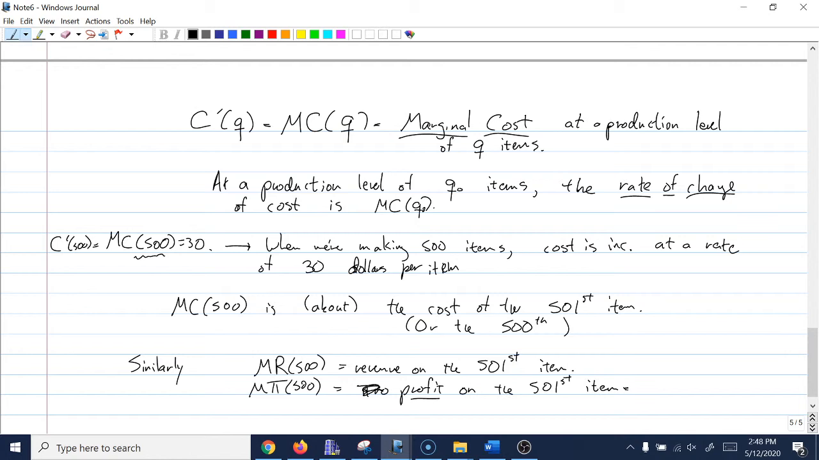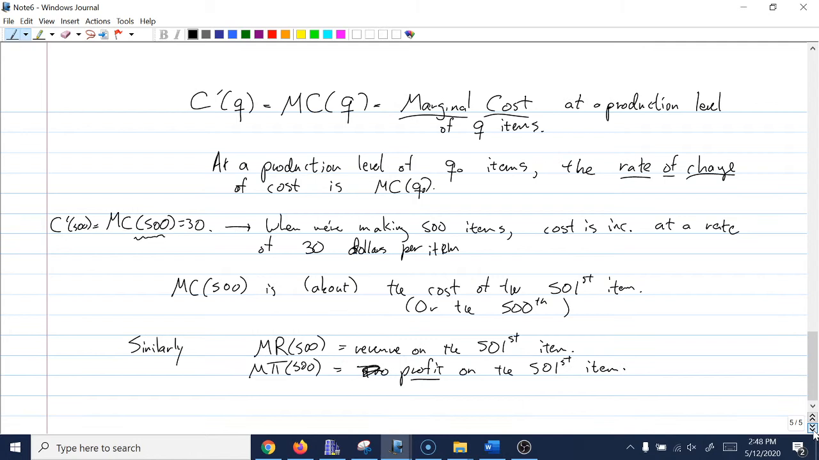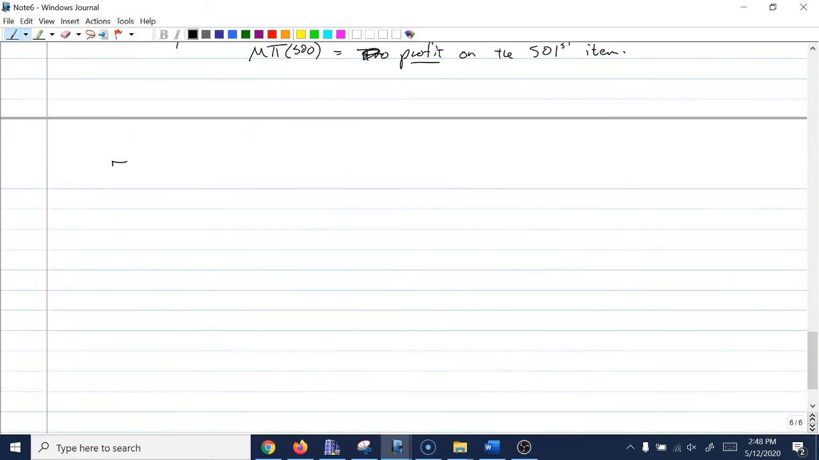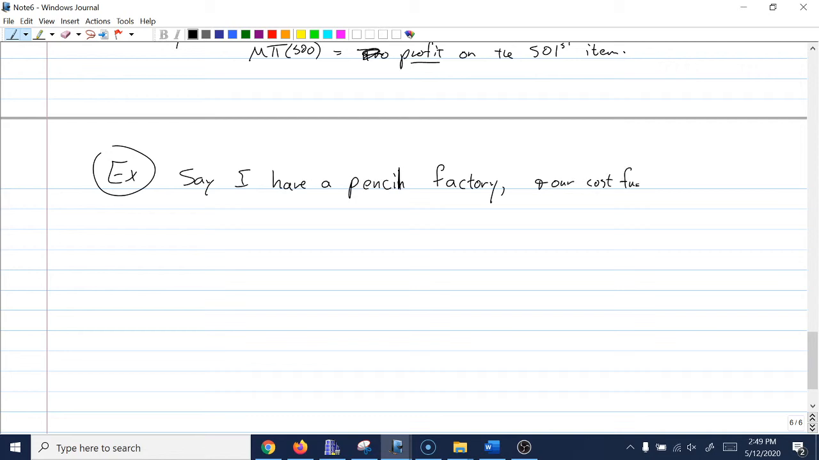So let's get to an example where we have a specific function. Say I have a pencil factory. There's a tradition that every factory we pretend to own will only produce items that are on the table in front of me. Say I have a pencil factory, and our cost function is C of Q equals 50 plus 0.004 Q squared.